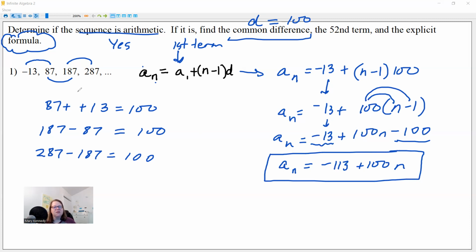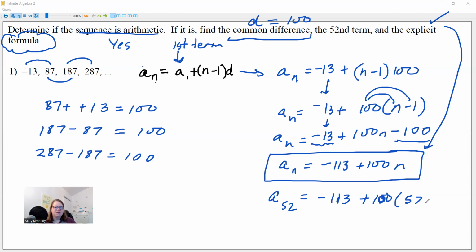It only works for this sequence. So when I look at that, I've answered this question now. That's the explicit formula. And now I can use that to find the 52nd term. Okay, so we're just going to go here, and n is 52 because we're finding the 52nd term. So I'm going to plug into the formula. I've got negative 113 plus 100 times n, and we just said that n is 52 because it's the 52nd term. All right, so let's clean that up.